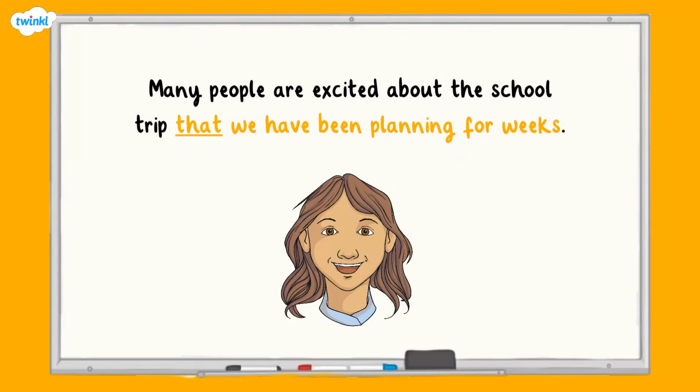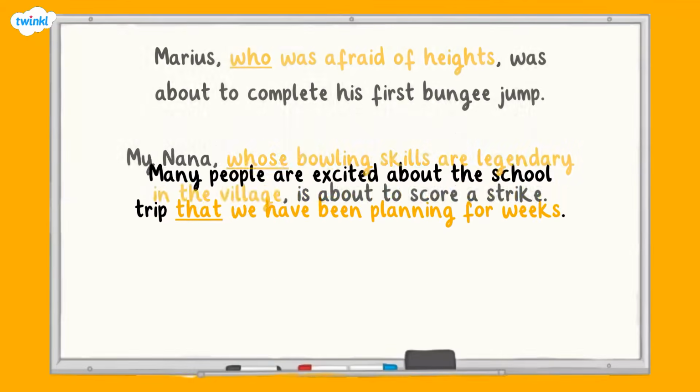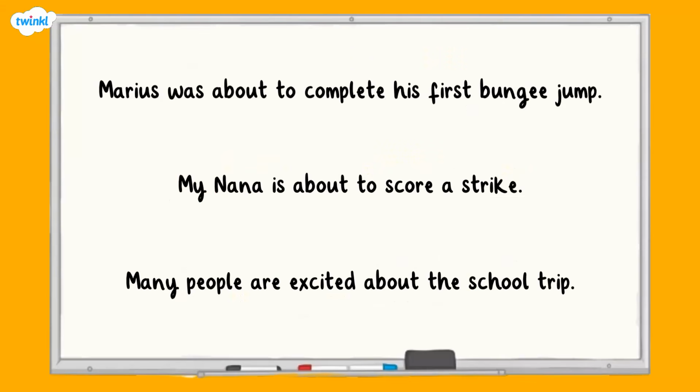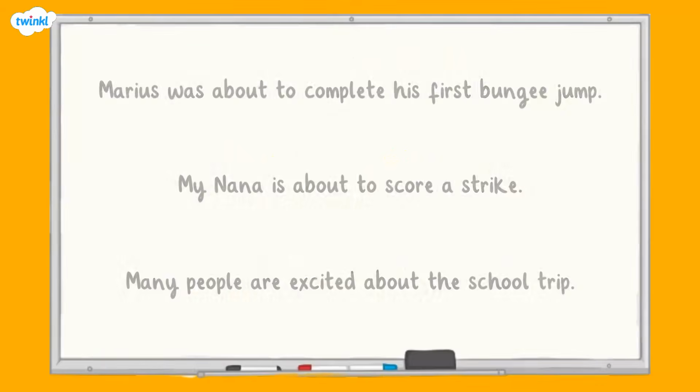Many people are excited about the school trip that we have been planning for weeks. In each of these sentences, the relative clause is being used to give extra information about the noun phrases Marius, my Nana, and the school trip. If we were to remove the relative clause from each sentence, they would still make sense on their own.